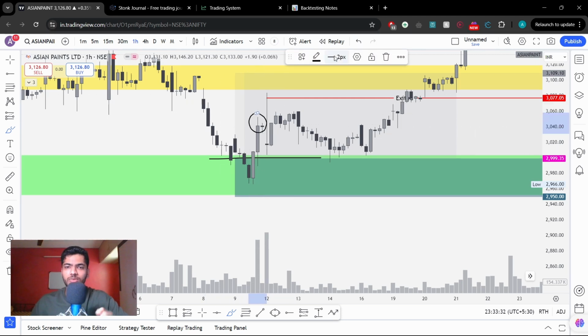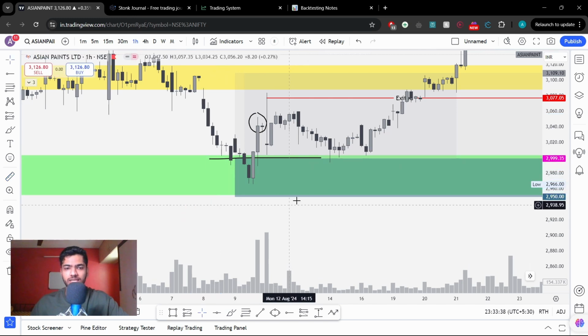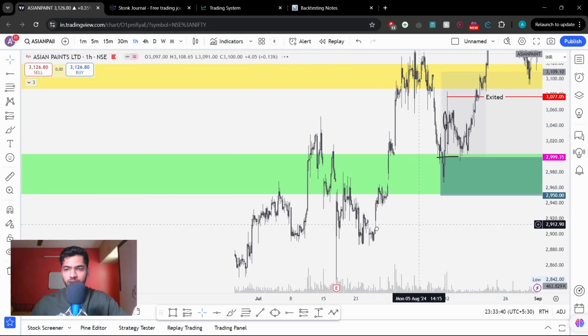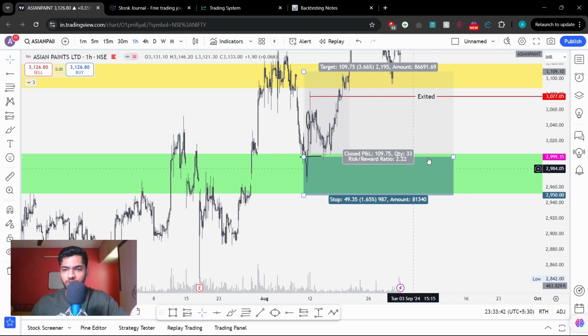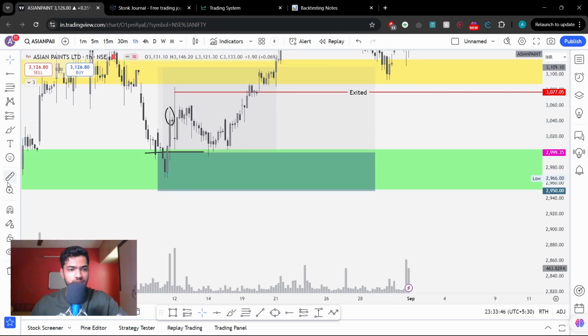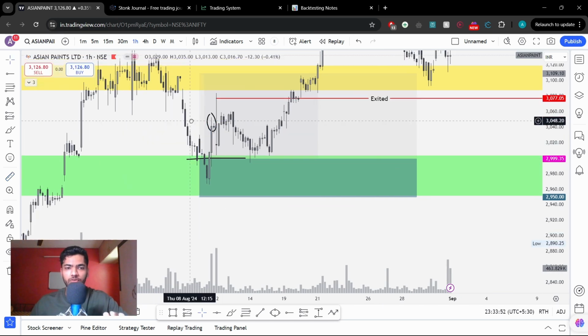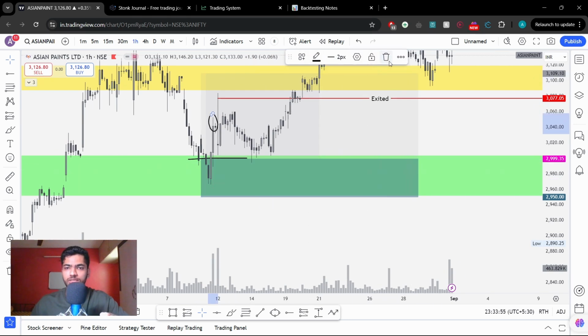Again, it was giving me 1:1 reward, and my SL was very small, approximately 1.5%. If you can see right here, this was my SL of 50 rupees, and if we just calculate this, that day itself it was giving me 50 rupees profit. So I was in profits of 1:1 reward that same day, right?